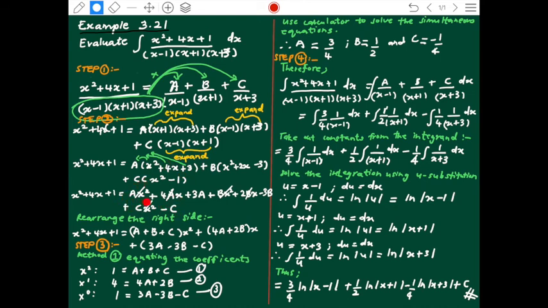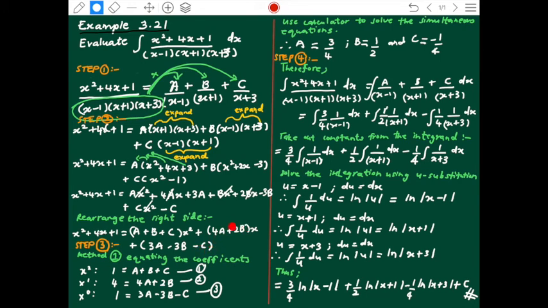Okay, once you have expanded it, you need to rearrange them on the right side here, so that we have (a plus b plus c) times x squared, and then we have (4a plus 2b) times x. Okay, so I already factored out the x and x squared here, and finally we have plus 3a minus 3b minus c.